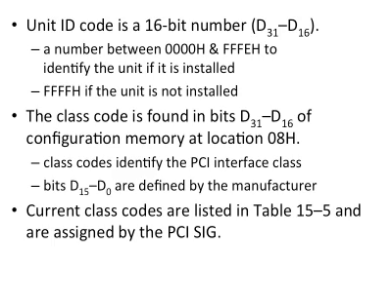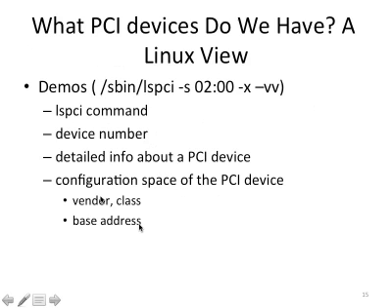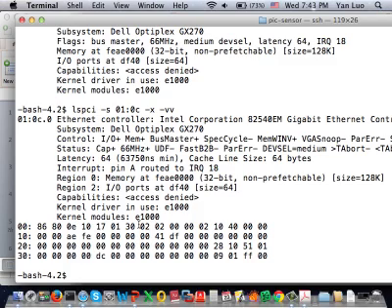The unique ID code is a 16-bit number. The class code is another 16-bit number, starting from address location 08. And we can also find the vendor ID, etc. Now I'm going to show you the actual device presented in one of the computers we have.